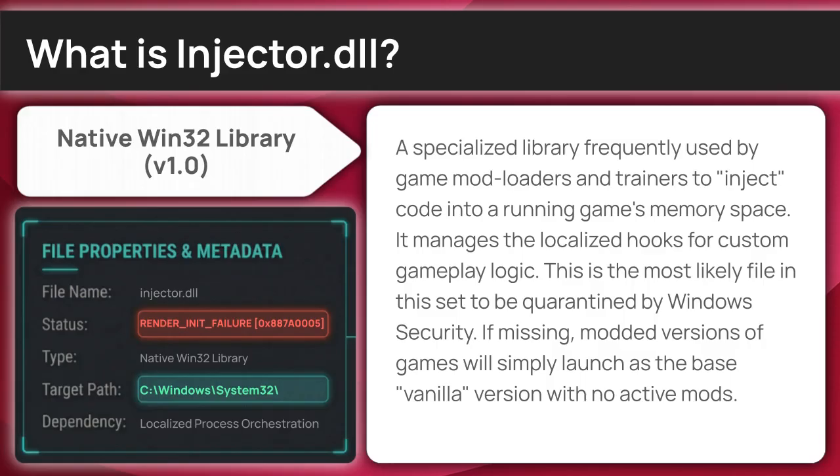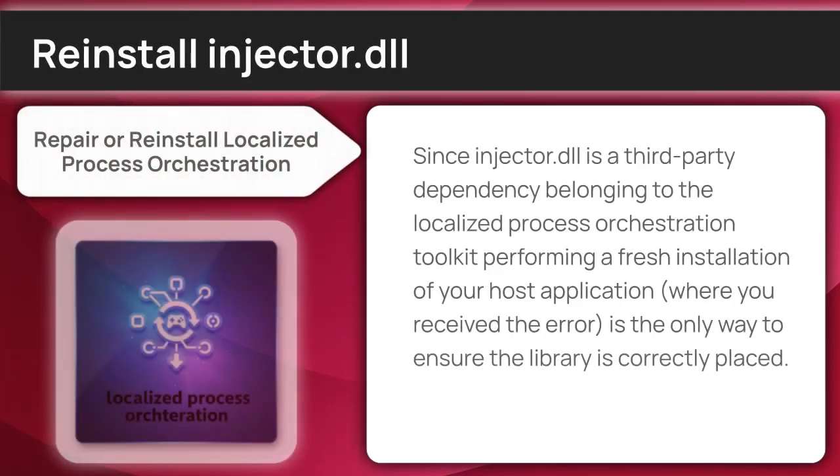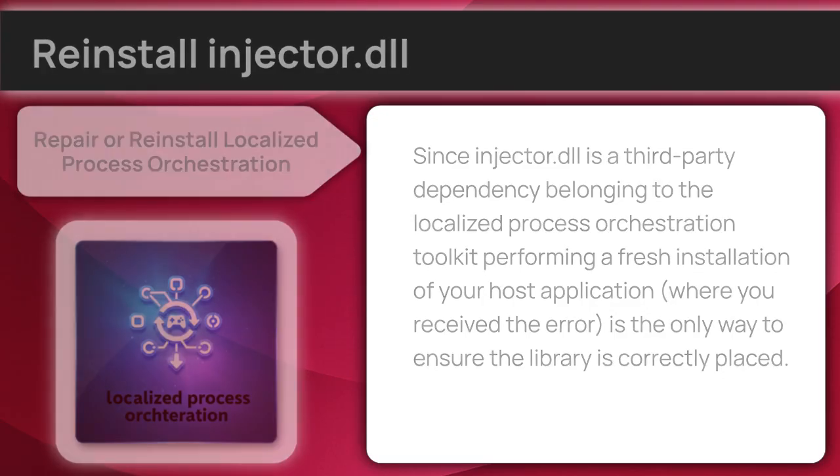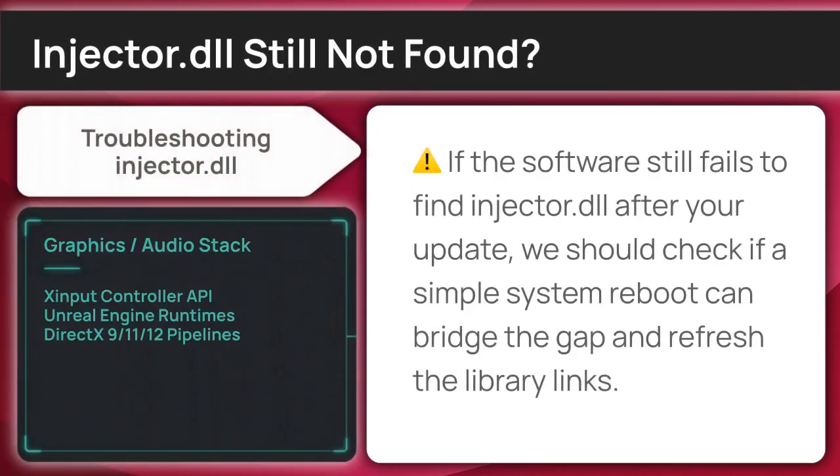Now that you know how the file works, let's focus on the how and fix the issue. Since Injector Library DLL is a third-party dependency belonging to the Localized Process Orchestration Toolkit, performing a fresh installation of your host application, where you received the error, is the only way to ensure the library is correctly placed. If you are still encountering the error after following the official setup, it's time to investigate the underlying system architecture.